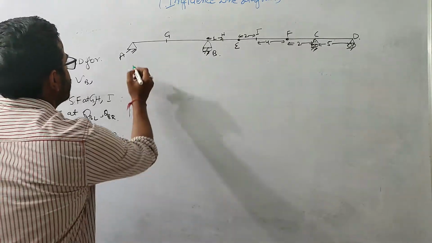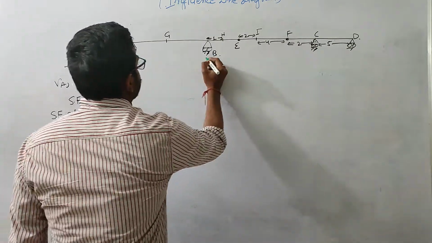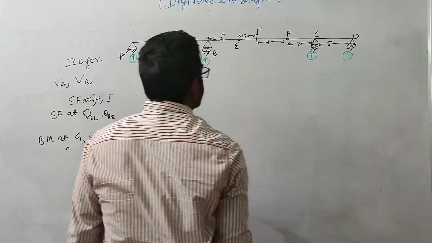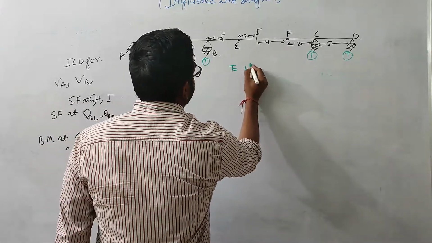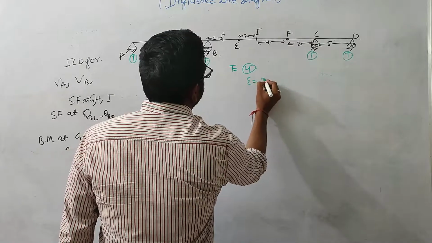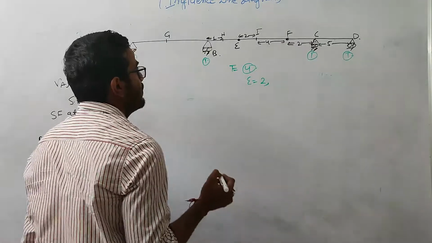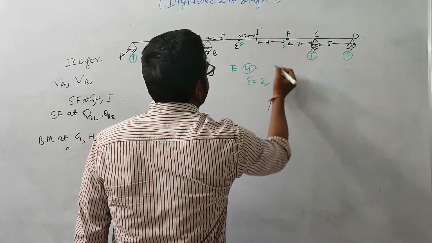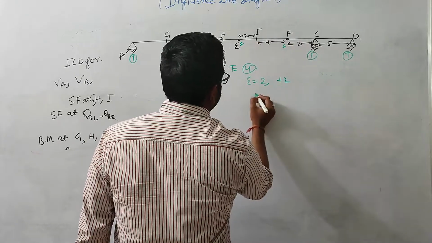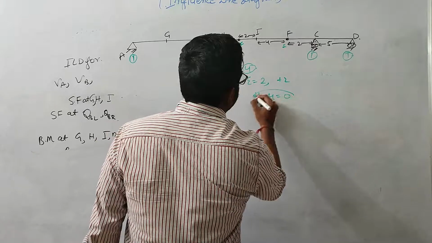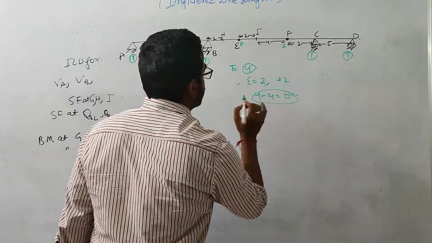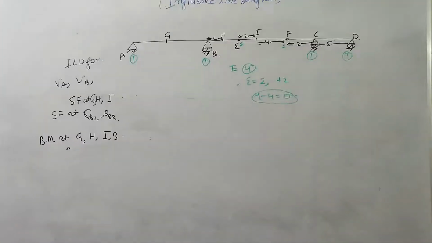Why? Because at each support, I am getting only one reaction, so the total reactions will be 4. The equilibrium equations are 2, summation M = 0 and summation Fy = 0, and there are 2 releases, one at E and one at F. So available equations are 2 plus 2, which is 4, and total reactions are 4. So 4 minus 4 will be 0. This is basically a determinate structure, right?